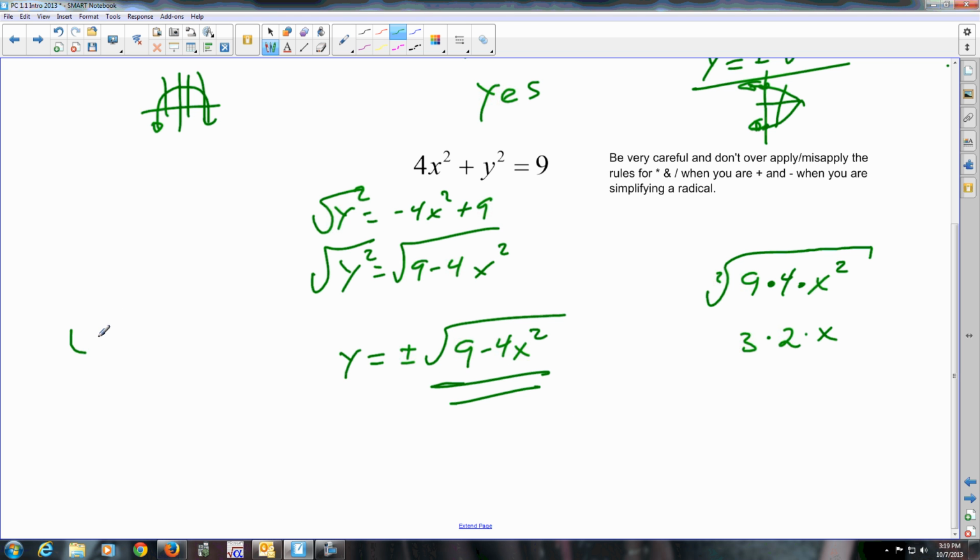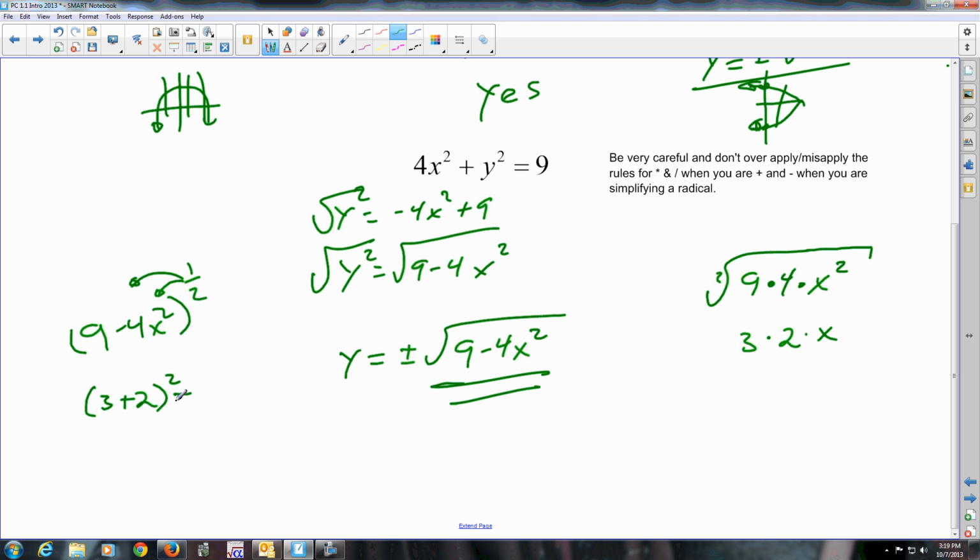One way to show you why, 9 minus 4x squared, that's raised to the half power. A square root is the same as an exponent of half. You guys have learned that you can't distribute an exponent over adding and subtracting. I mean, a simple example of that, 3 plus 5 is 3 plus 5.